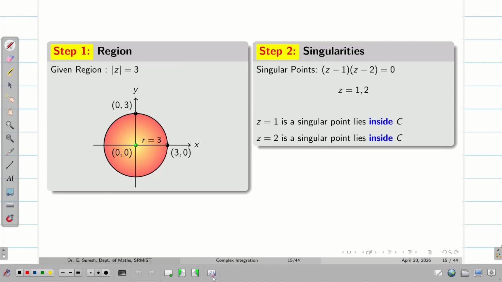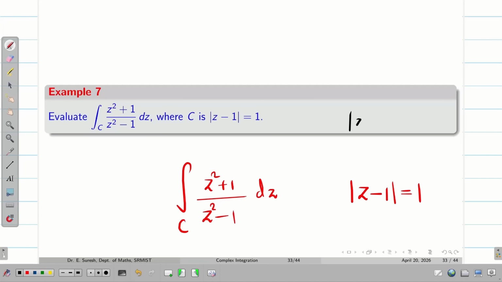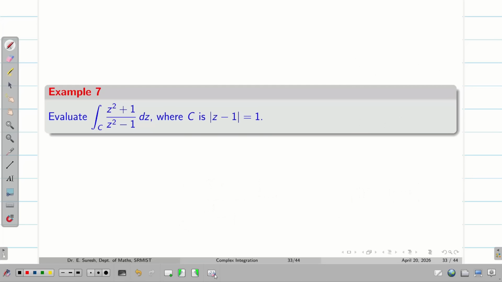That's why in this session we took a different problem: integral over C of (z square plus 1) divided by (z square minus 1) dz. The region is modulus of z minus 1 equal to 1. In earlier problems, when we write mod z equal to 2, we simply say the center is (0, 0) and the radius is 2. But in this case, we cannot write like this. We have to find the center and radius, and then check whether the singular point lies inside or lies outside C. Let us solve this problem.